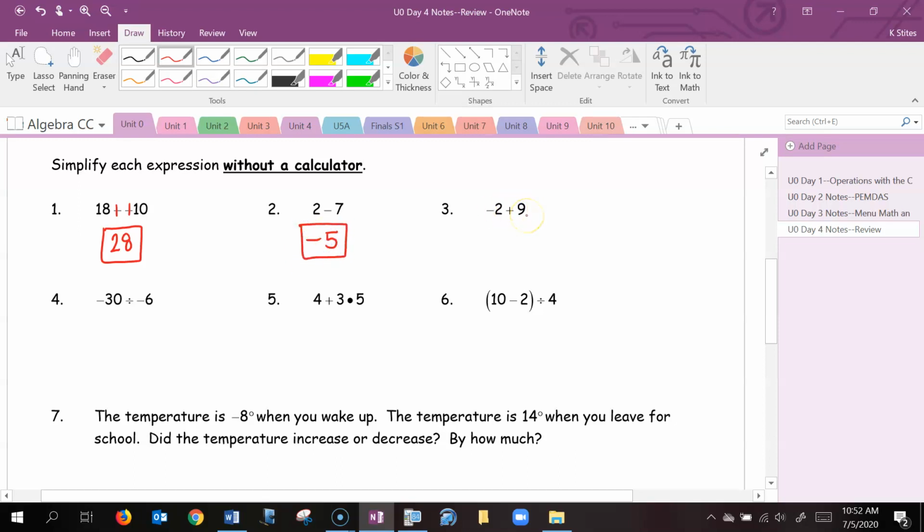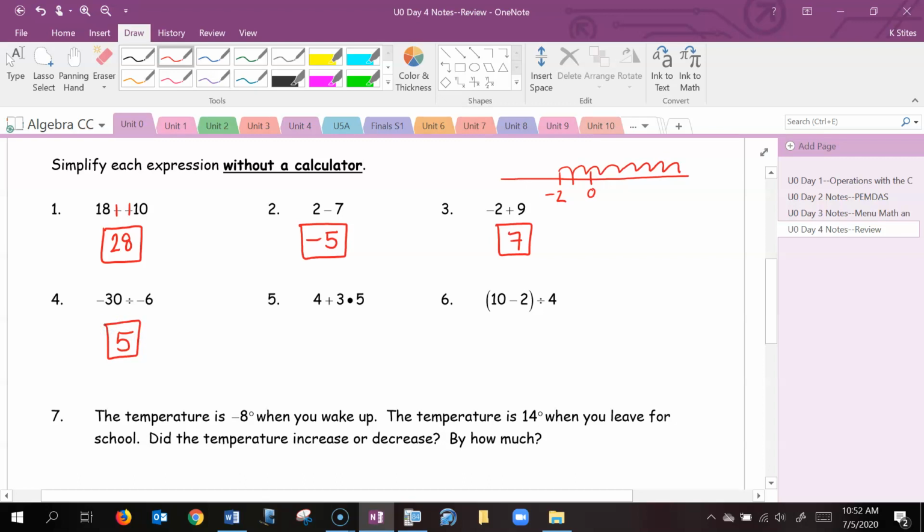Negative 2 plus 9, again, you can use that number line if you would like. This means you're at negative 2, and then that plus 9 means you're moving to the right 9. You get the point, and you should get a 7. Negative 30 divided by negative 6, well, 30 divided by 6 is 5, and I have 2 negatives here, which make a positive.